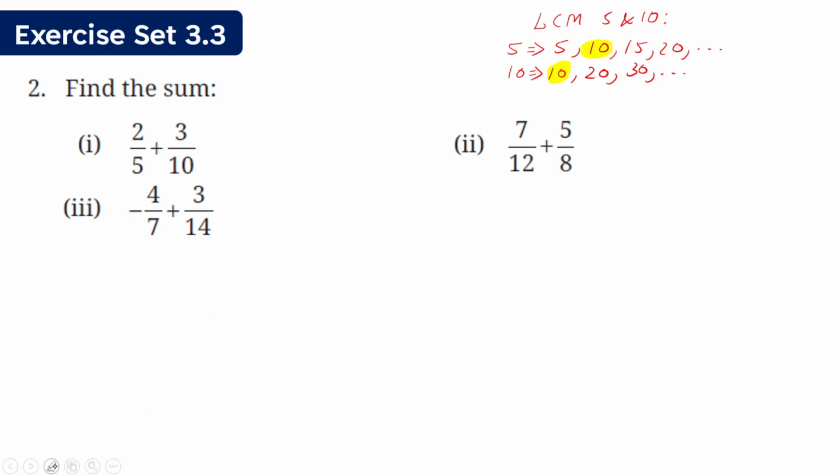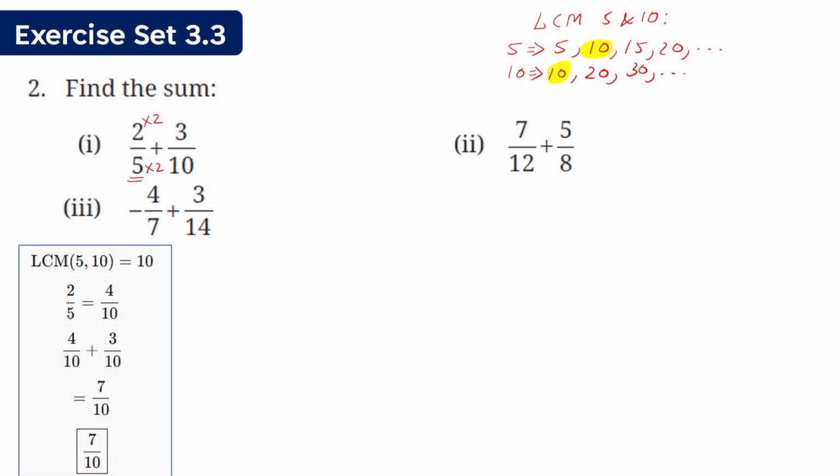So 10 is the least common multiple of 5 and 10. So what do we need to do? We have to make the 5 as 10. So what should I multiply by 5 to make it a 10? Yes, it is 2. So I multiply 5 with 2 to make the denominators common. But I also have to multiply the numerator by 2 because only then the fraction's value will remain unchanged.